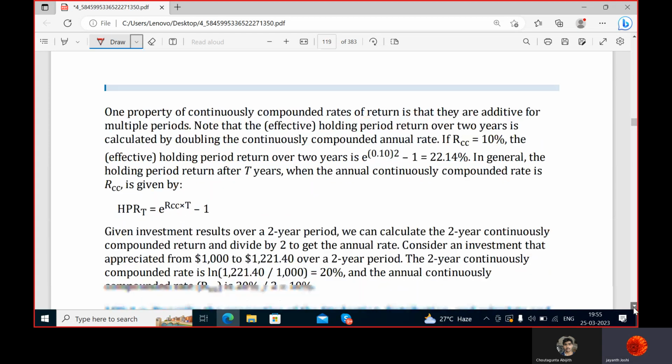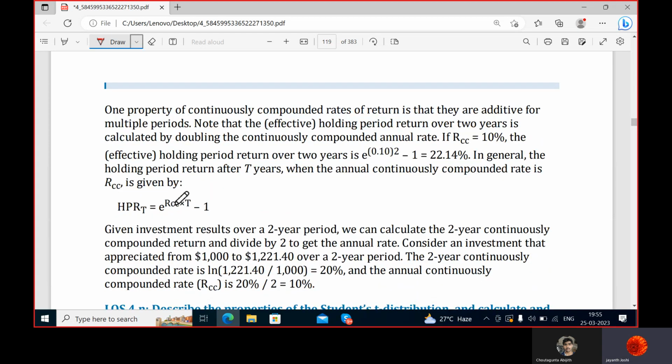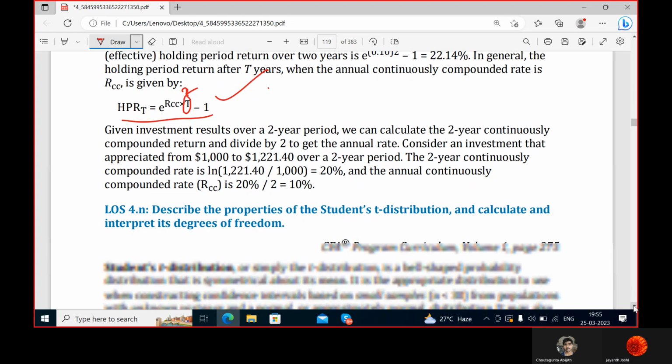So again, there's a formula you can put: e power rcc into t time period. It depends. If it is for 1 year, you won't put anything, it's one. But if it's for 2 years or 5 years, you have to put that in place of t to get holding period returns, when the returns are continuously compounded.